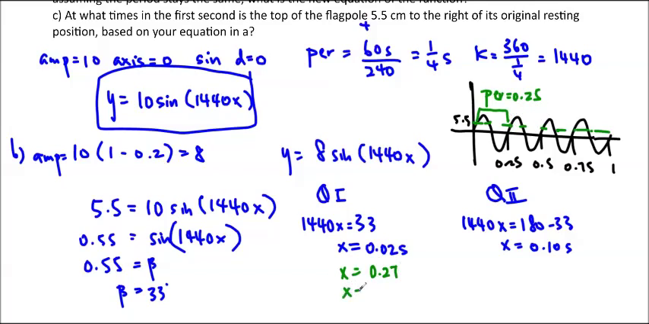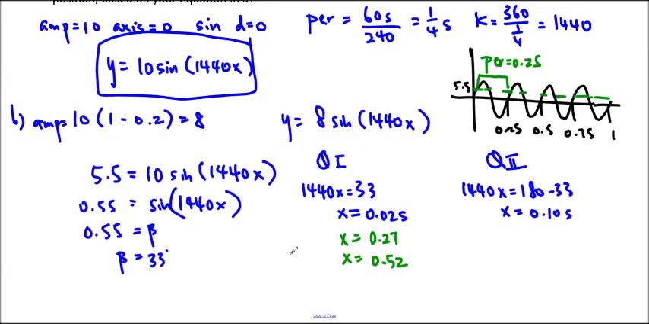So x is equal to 0.52, and then we can go another period from here to here, and that will be another 0.25, so I add another 0.25 there. I'll get x equals 0.77.